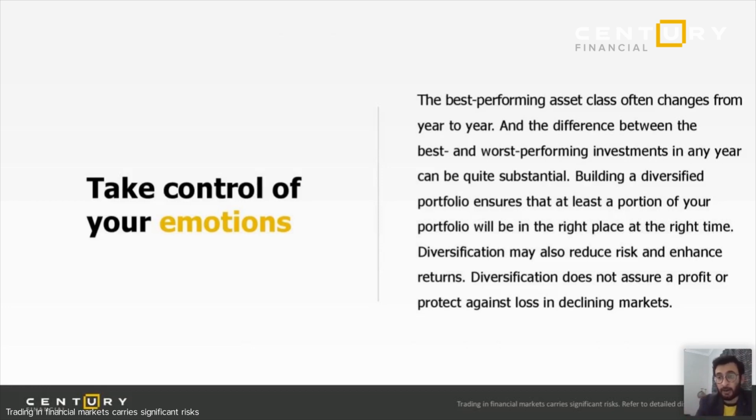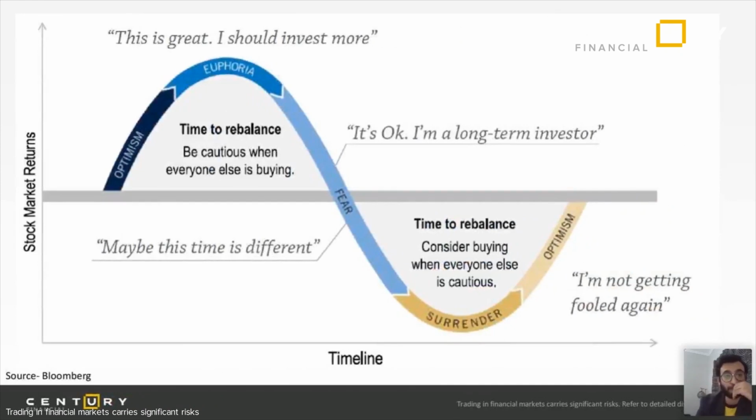Okay, we'll just see how an investor's mind normally reacts. If you see this particular chart, stock market returns and the timeline, it's a very common mistake, it's not something which I don't do or you do, anybody can do this. What is happening here now?